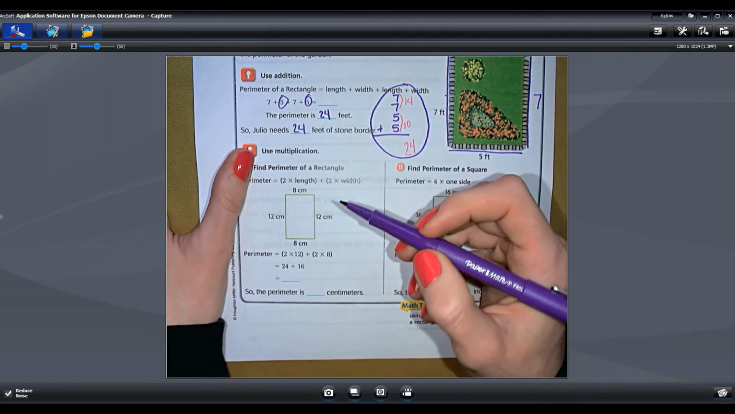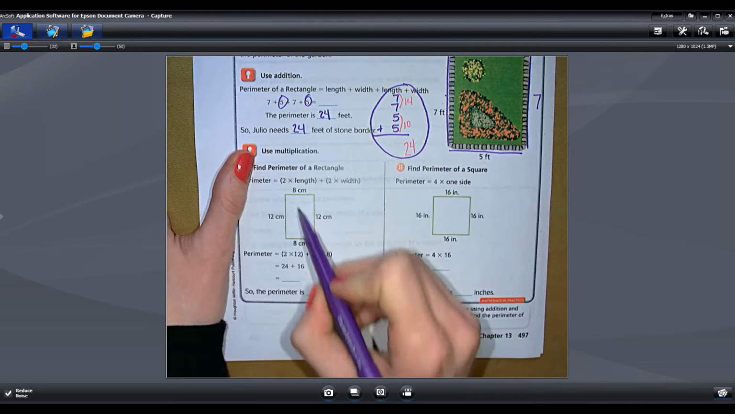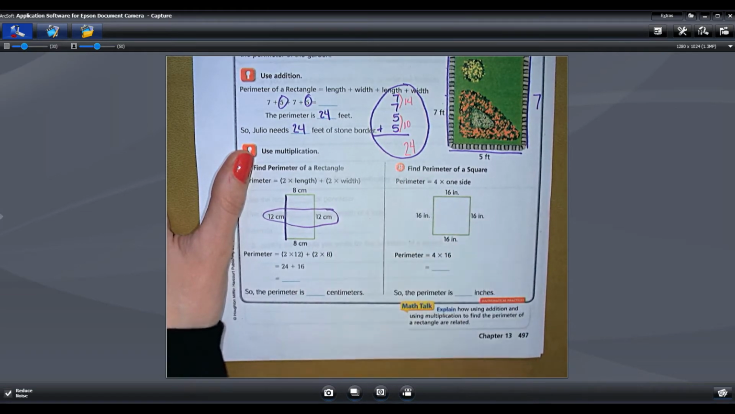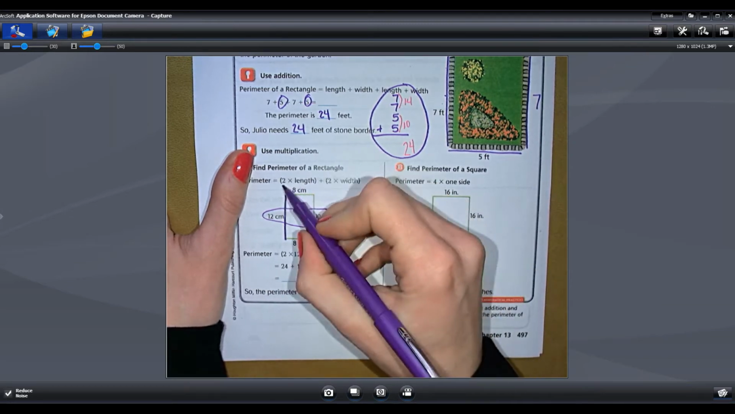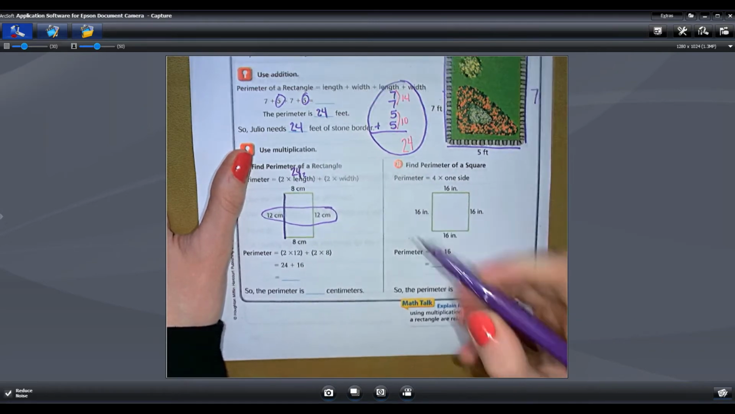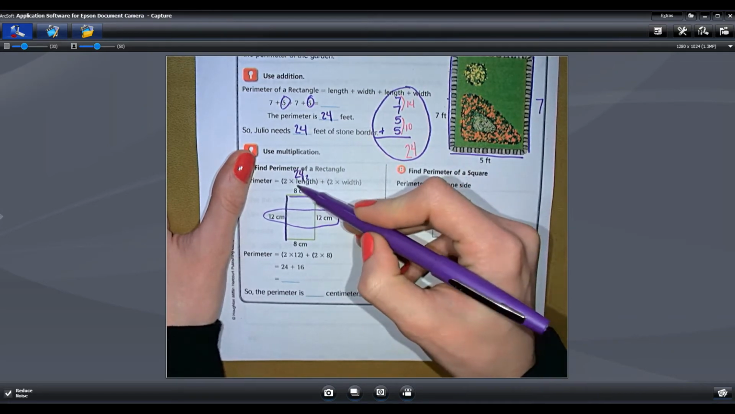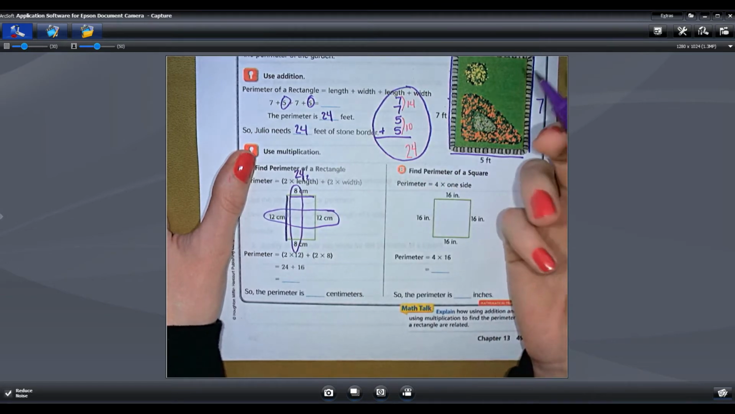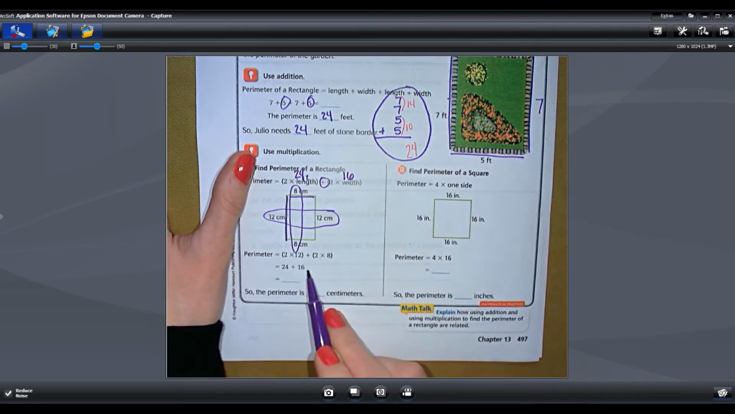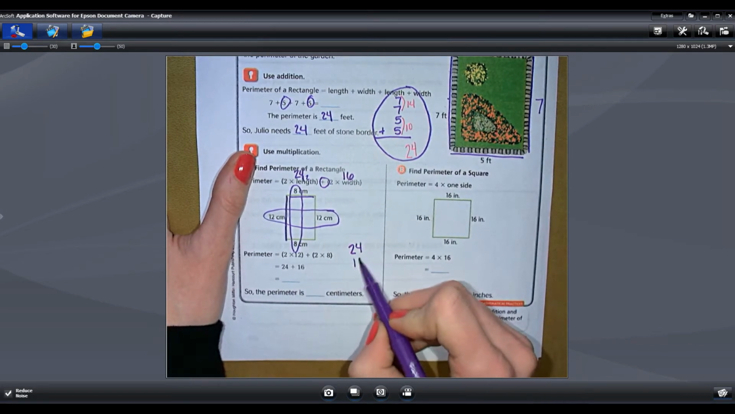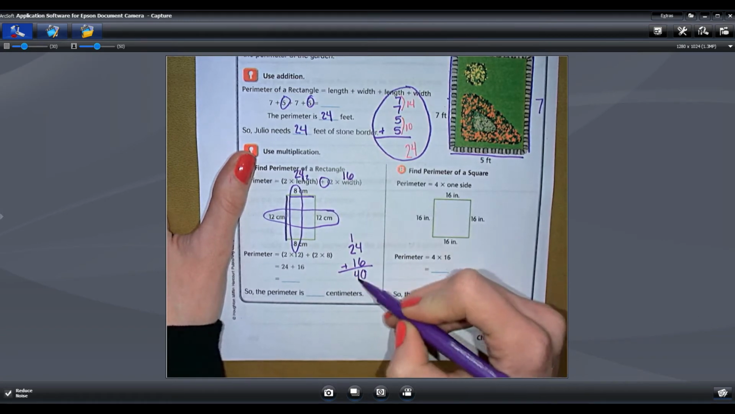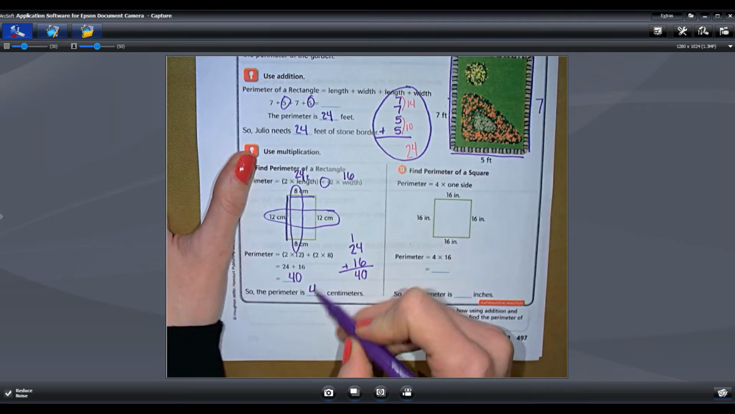Okay, so another thing you can do is you can say 2 times the length. So the length is how long it goes down this way. So 12 times 2 would be what? 2 times 12 would be 24. And the width times 2, 8 times 2 would be 16. Then I have to add those two together right here. 24 plus 16 equals, 4 plus 6 is 10, equals 40. So the perimeter is 40 centimeters.